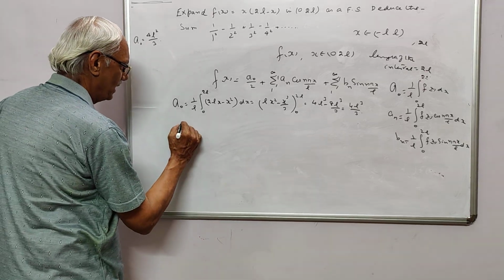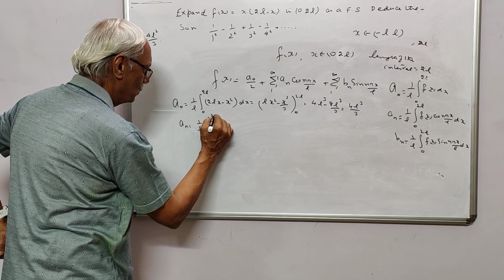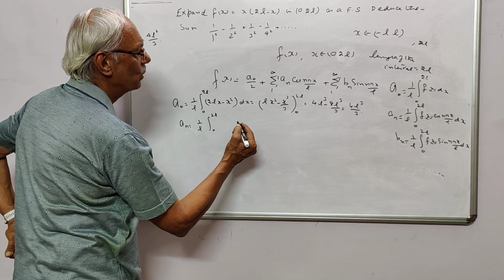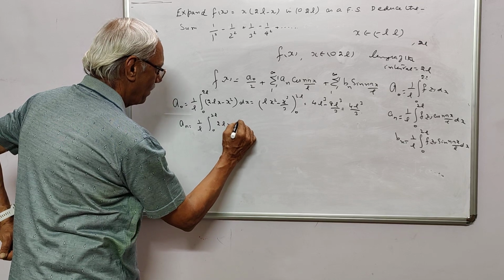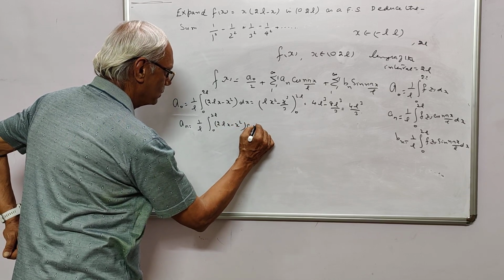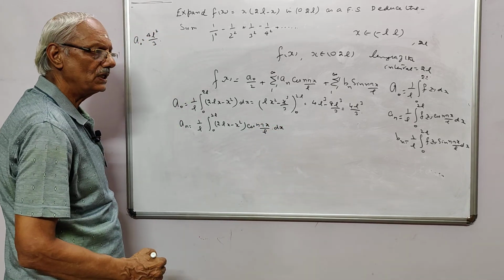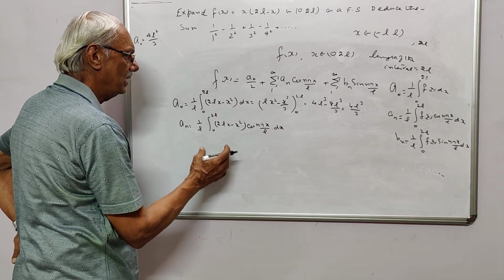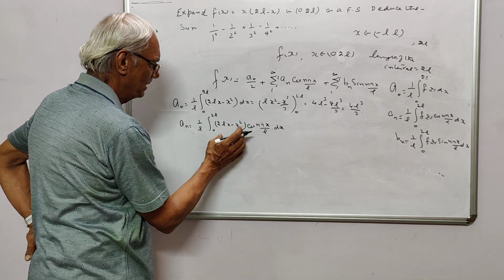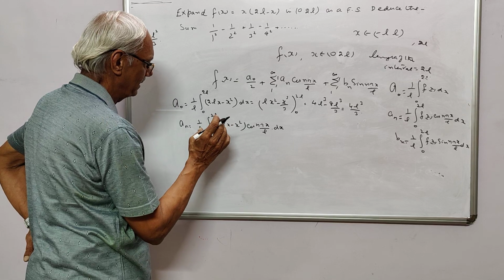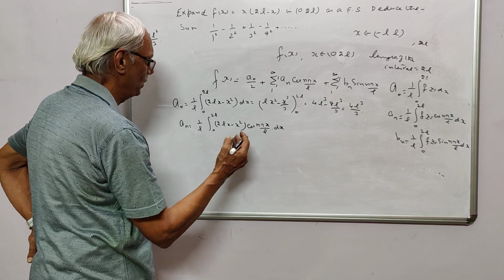Now let us find our an. An is equal to 1 by l, integral from 0 to 2l, of 2lx minus x squared into cos n pi x by l dx. Now you can go straight away for this. If you want, you can split it into two integrals, or you can do it in any way you want.